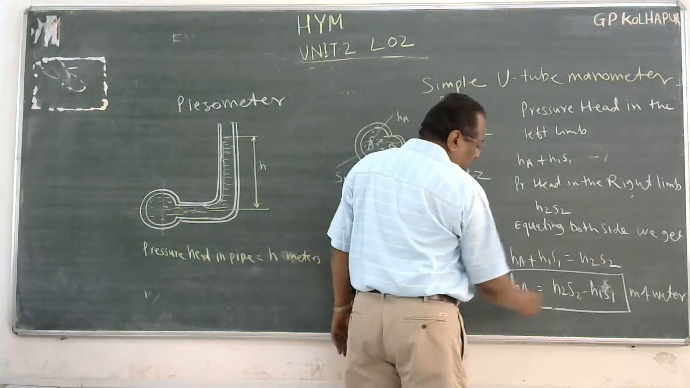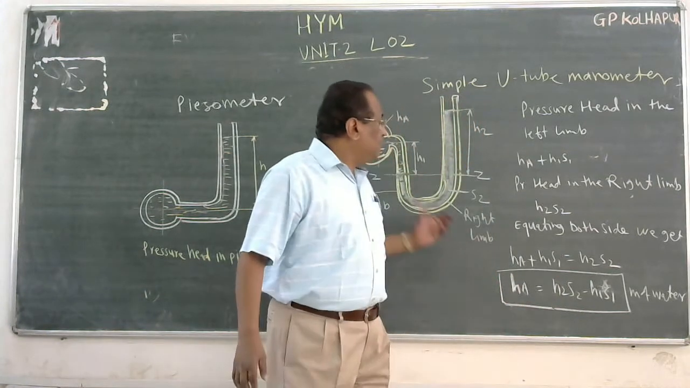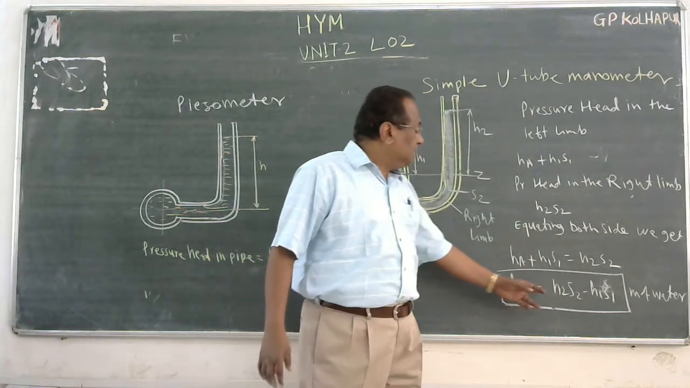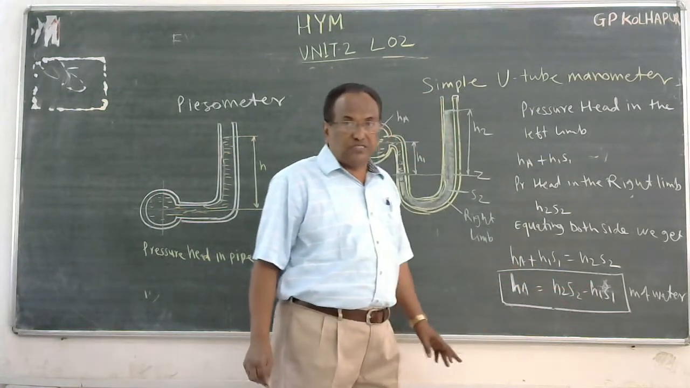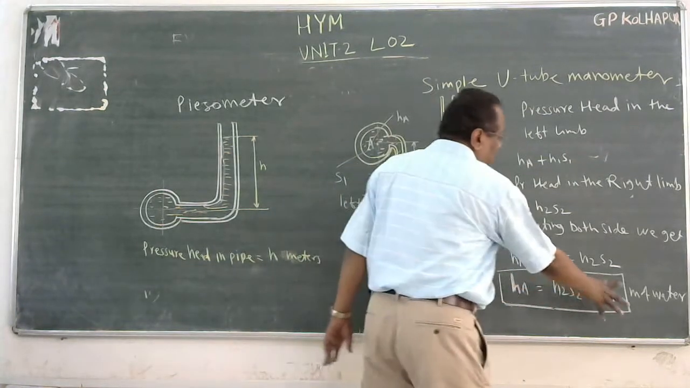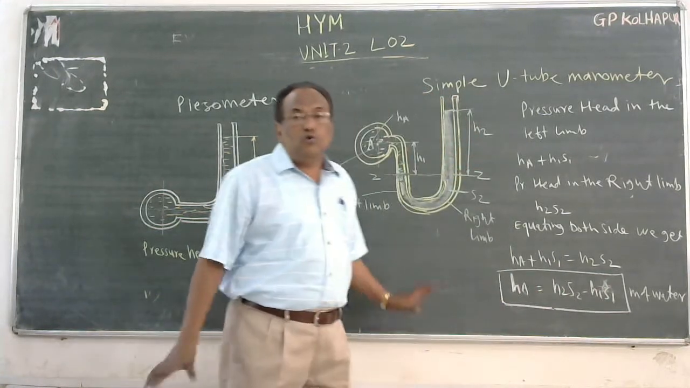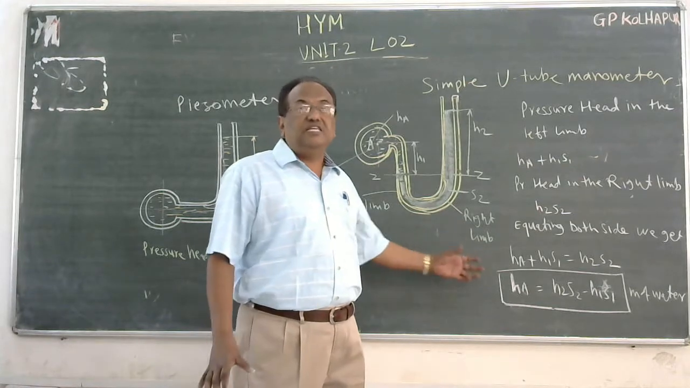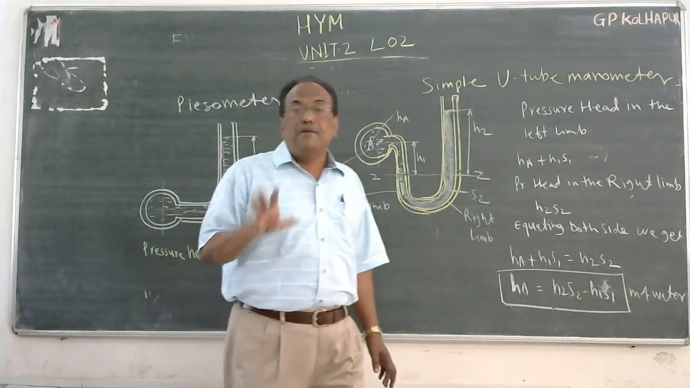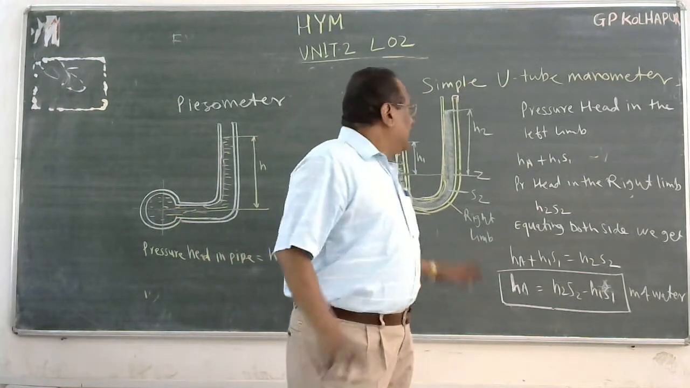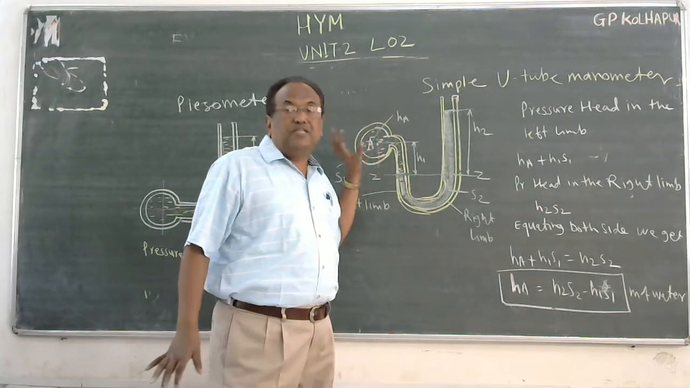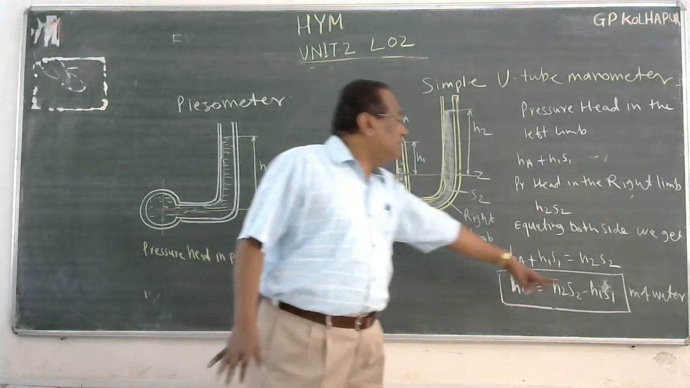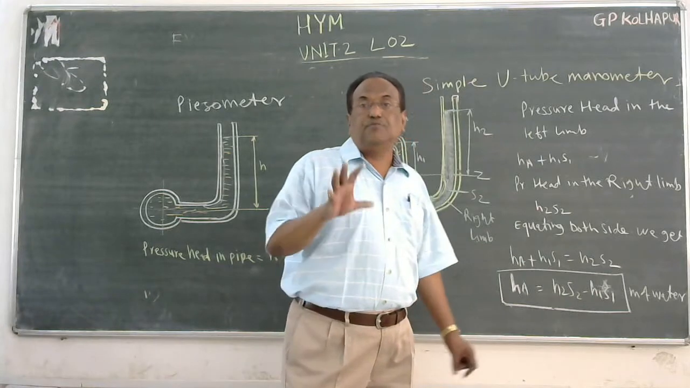H1S1 will go on this side, and the equation for this simple U-tube manometer becomes H2S2 minus H1S1 meters of water. Here we want to note one thing: the pressure given by this equation is in terms of meters of water. Whatever may be the liquid here, the pressure is always in terms of meters of water. That is the point to be remembered.